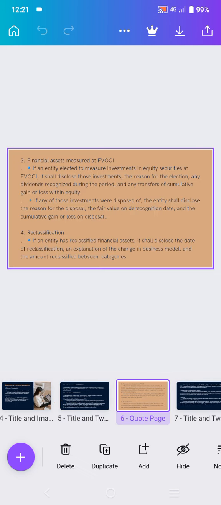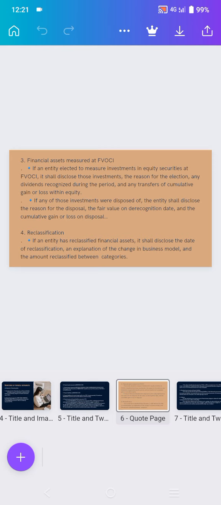Number 3 po, financial assets measured at FVOCI. If an entity elected to measure investments in equity securities at FVOCI, it shall disclose those investments, the reasons for the election, any dividends recognized during the period, and any transfers of cumulative gain or loss within equity. So, dito po sa number 3, para daw po ma-elect po ang mga measures, investments po nila, tsaka yung mga securities, kailangan po ma-disclose po yung mga investments po nila. The main reason po para sa election po, na kailangan po nila ma-recognize during the period.